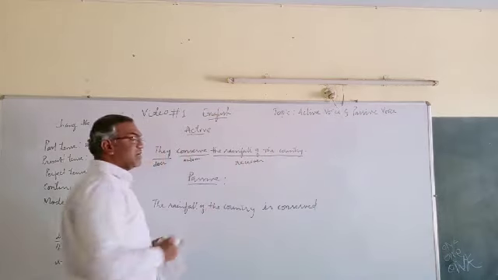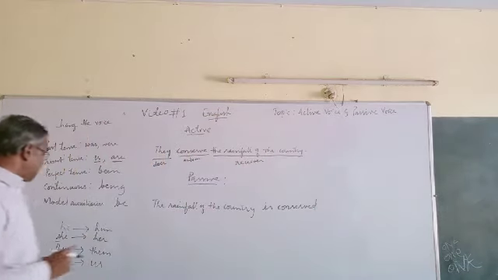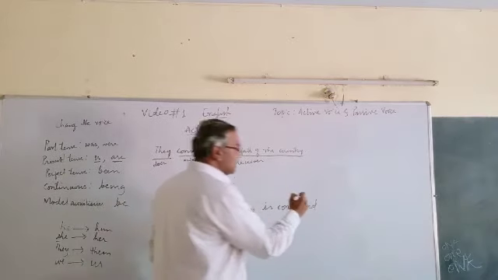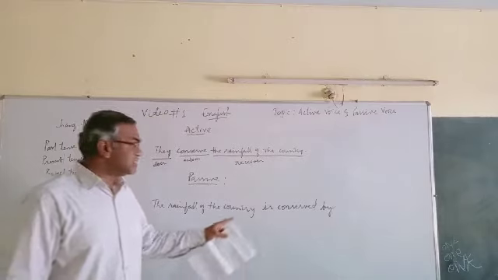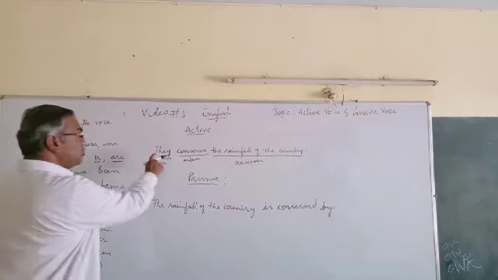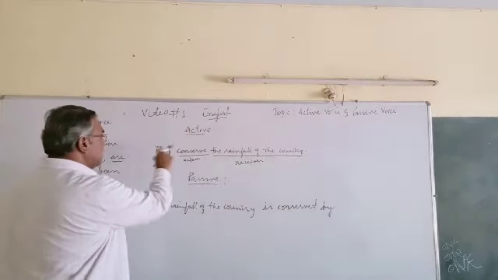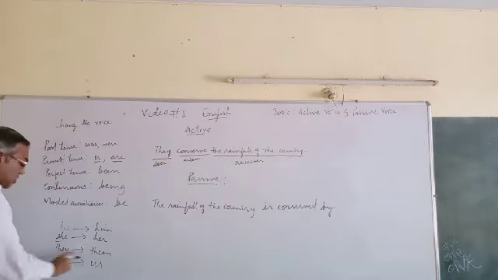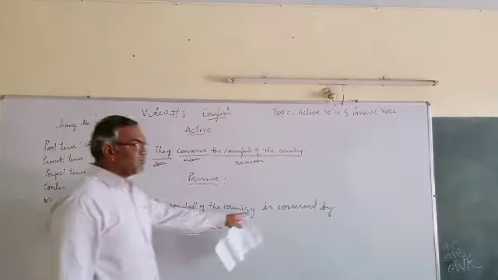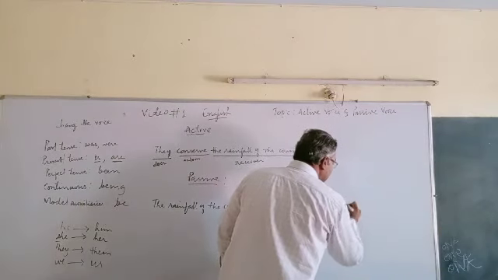The rainfall of the country is conserved. Then add the conjunction by. The rainfall of the country is conserved by. When I told you pronouns must change, here the pronoun is they. They changes to them. The rainfall of the country is conserved by them.